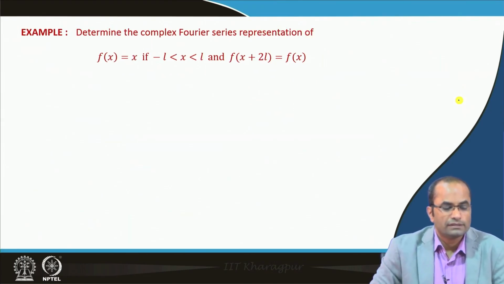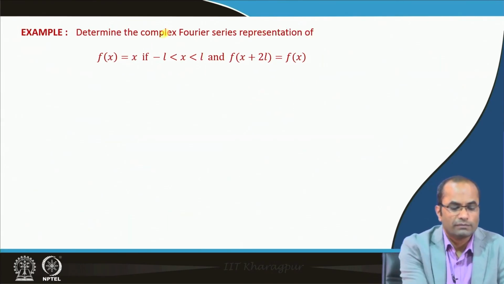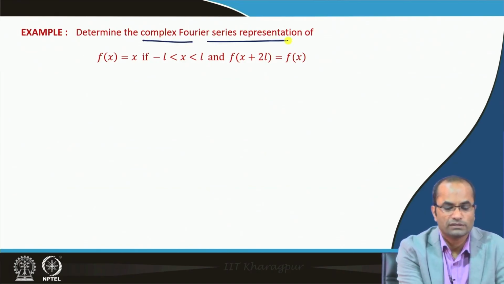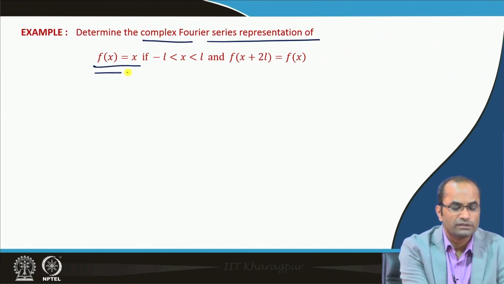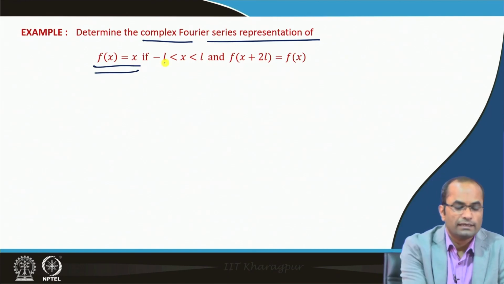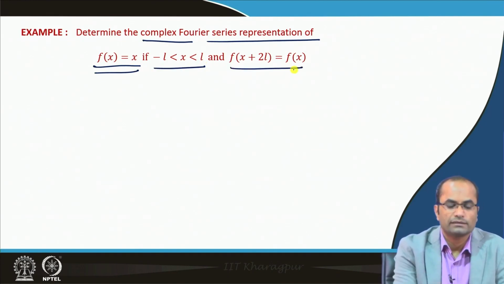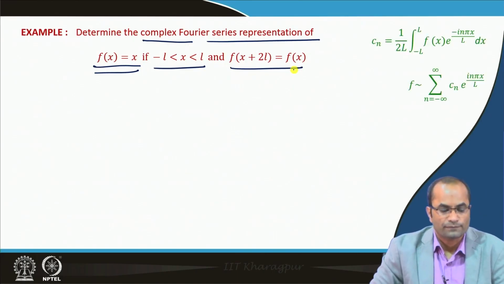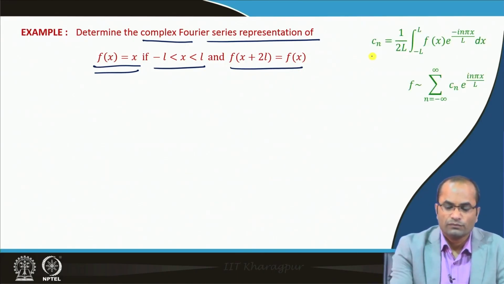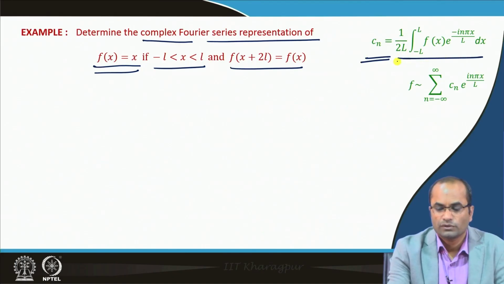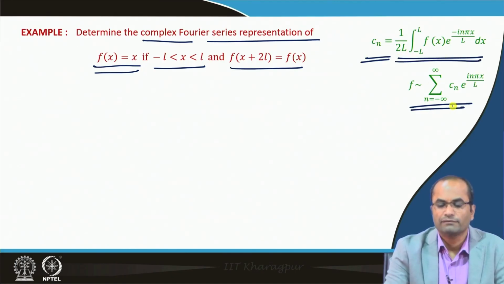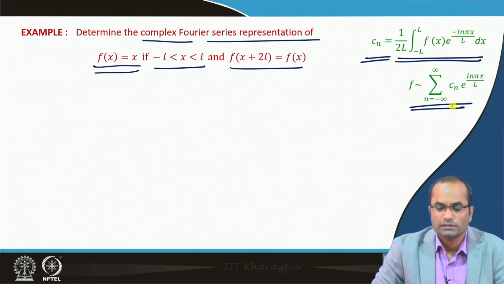So, we have another example where we want to determine the complex Fourier series representation for f(x) equal to x, defined in minus L to L, and again it is 2L periodic. So, the same thing, now we have the c_n, this is the more general formula, and then we have the Fourier series written in this complex form.